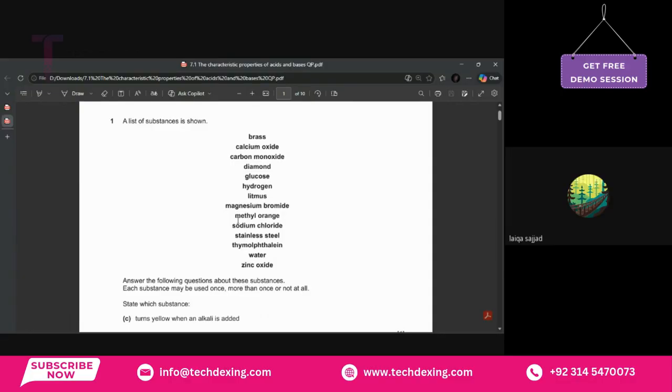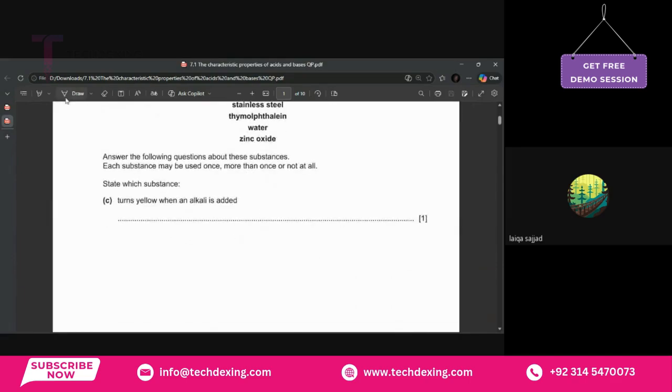Methyl orange. It must be an indicator. Methyl orange, yes, very good. So this is methyl orange. What would be the effect of the alkali on litmus? The litmus will turn blue. Very good. And what would be the effect in acid? Red. Very good. And what would be its effect on thymolphthalein?